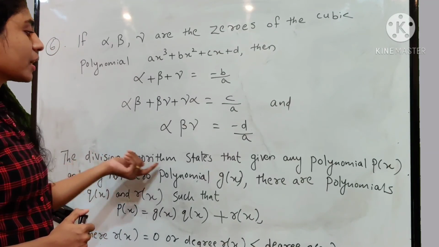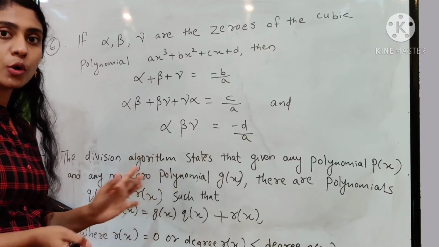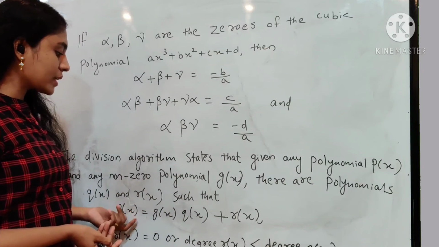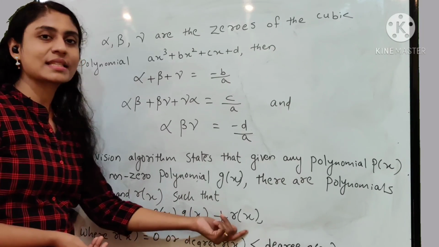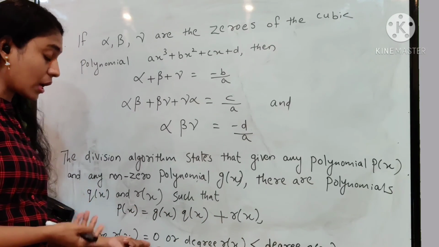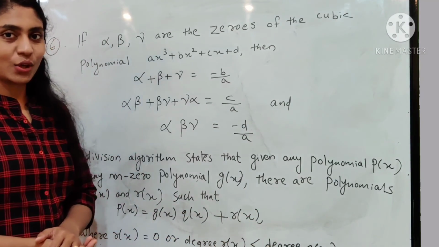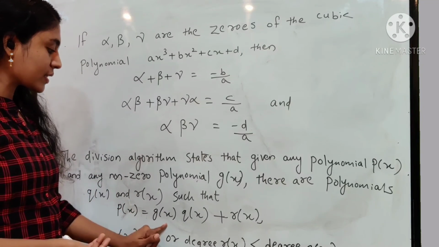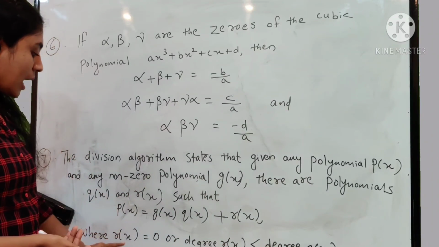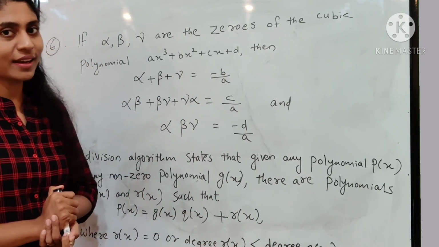And the last point, the division algorithm states that given any polynomial p of x and any non-zero polynomial g of x, there are polynomials q of x and r of x such that p of x is equal to g of x into q of x plus r of x, where r of x, the remainder, can be either 0 or its degree is less than degree of g of x, where p of x is the dividend, g of x is the divisor, q of x is the quotient and r of x is the remainder. Remember, r of x should be either 0 or its degree should be less than the degree of g of x or the divisor. Okay, fine.